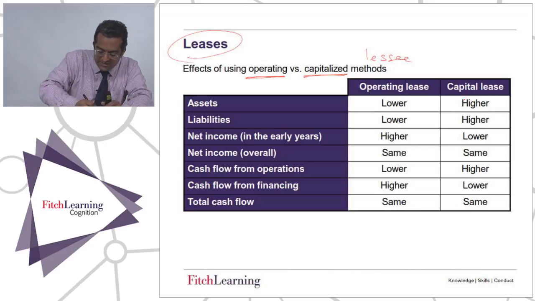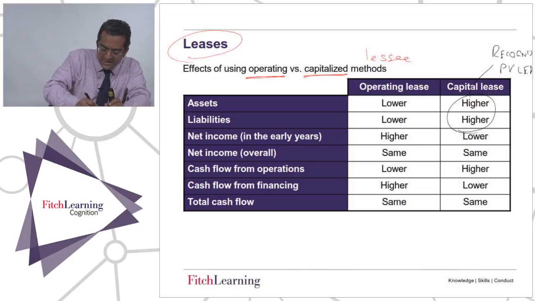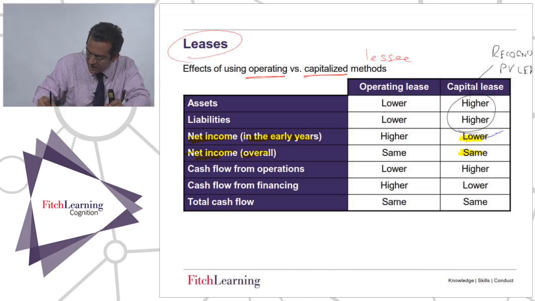If we pick the capital lease very quickly here, the capital lease will give you higher assets and liabilities. Both collectively will be higher because you recognize the PV of the lease. That's why it's going to be higher, both in assets and in liabilities. Net income in the early years is going to be lower, whereas net income overall is going to be the same. Yeah, we agree with that. So lower net income because of higher expenses in the early years. Same profits overall because same expenses overall.